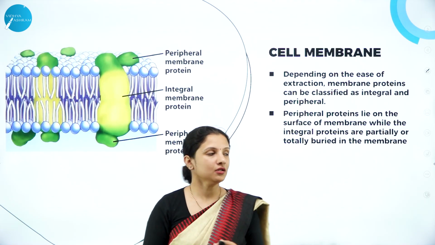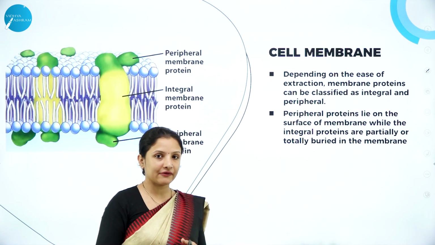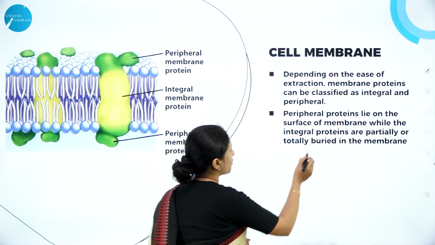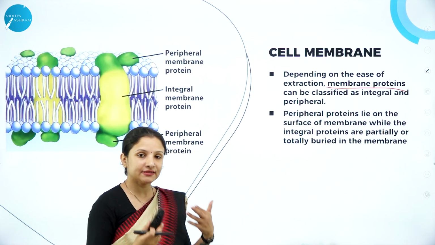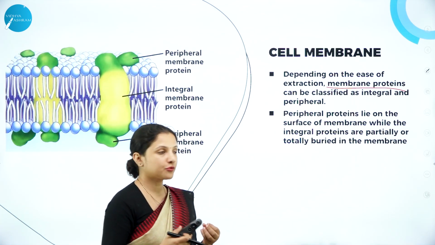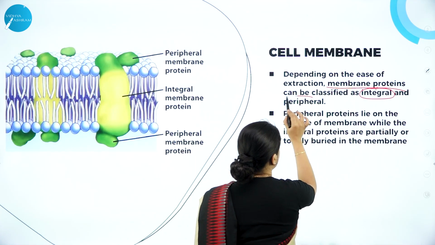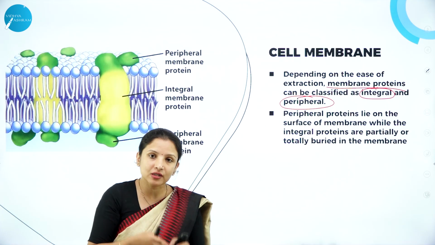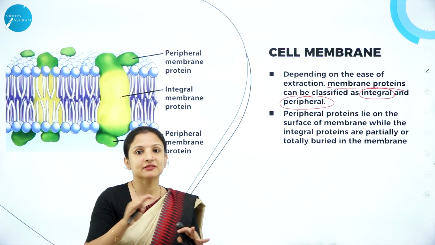Next, talking about the cell membrane in detail. We had studied that the cell membrane, apart from having lipids, carbohydrates and cholesterol, is also made up of proteins. These membrane proteins, for easy understanding and based on how easy they are to extract, are classified into two types: integral proteins and peripheral proteins. The name itself says integral protein, meaning it is embedded within the cell membrane. Peripheral means towards the outside.